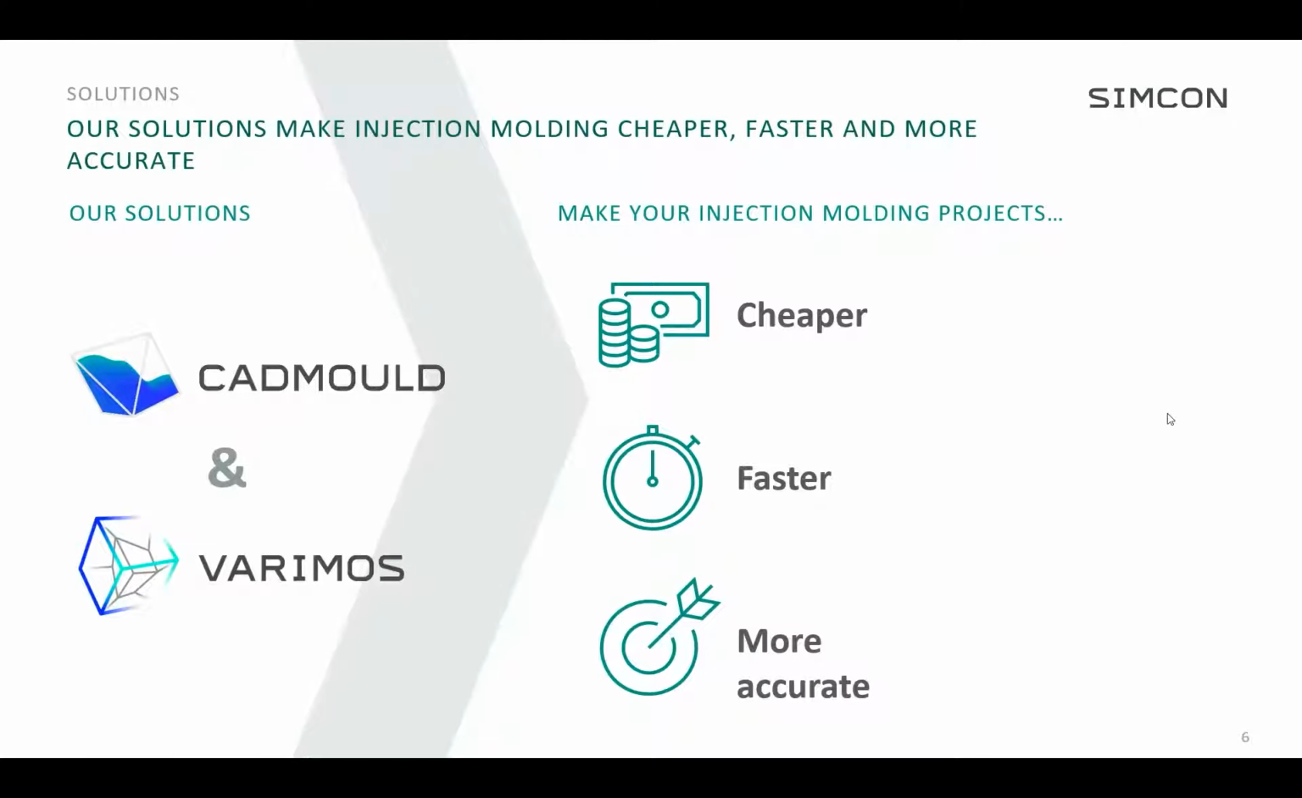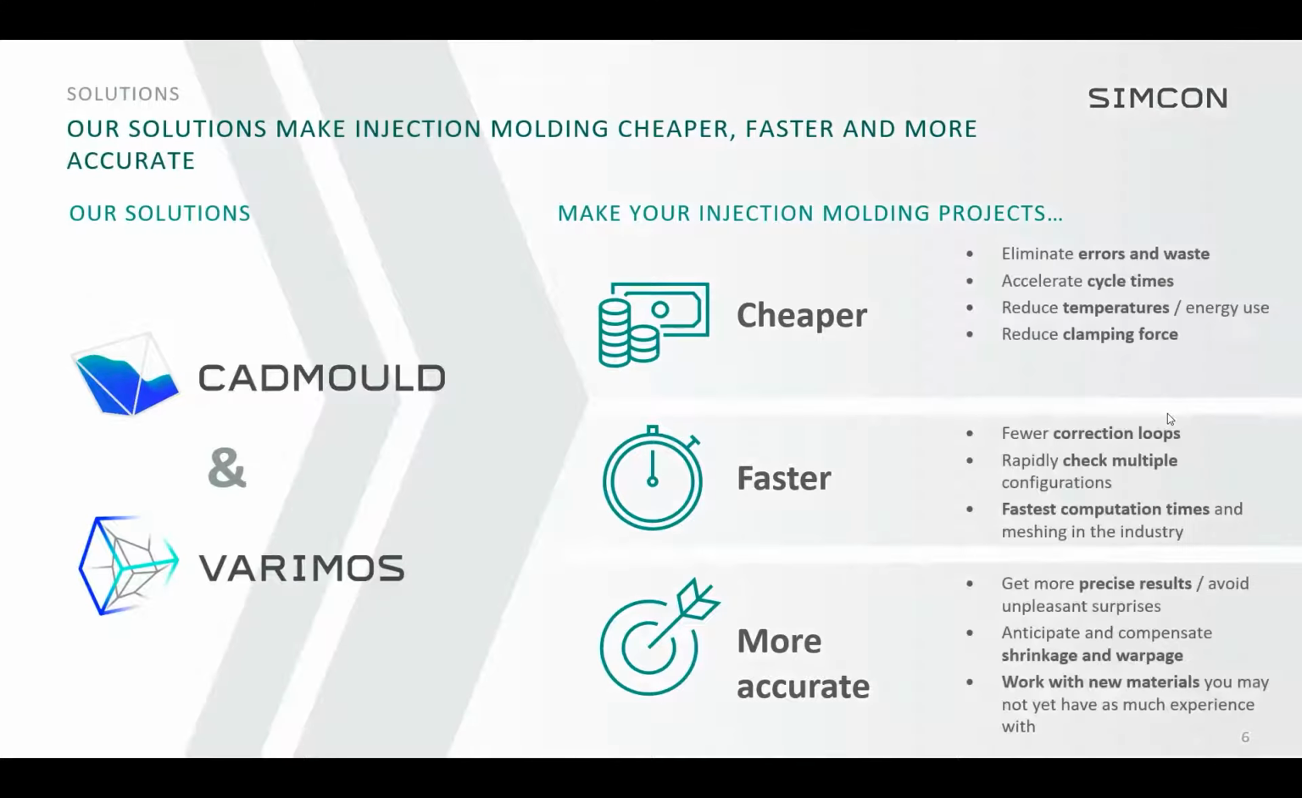So this is what Simcon, through their software products CADMould and Varamos, are offering: a cheaper alternative in terms of developing plastic products, faster times and more accurate plastic parts at the end of the day. So with CADMould, we can look to eliminate errors, reduce cycle times, reduce the temperatures of the process and therefore energy use, and reduce clamping force, which will enhance tool life.